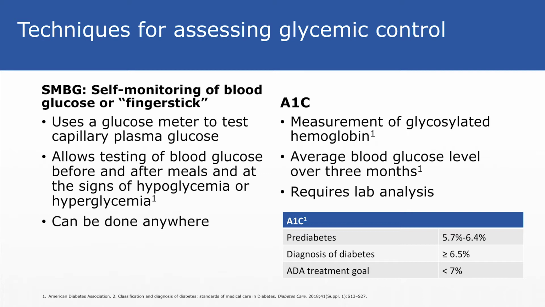An A1C test is a measure of a patient's average blood glucose over a 3-month period and is primarily used to assess a patient's overall glycemic control. The American Diabetes Association recommends an A1C level of less than 7% for most patients with diabetes. Later in this module, we will go into more detail regarding how treatment goals may need to be adjusted for certain patients in the long-term care setting.